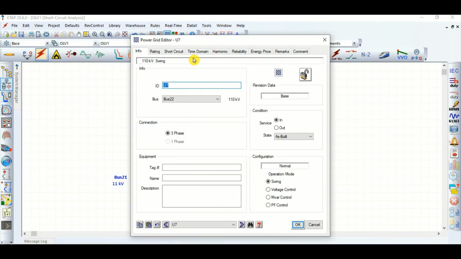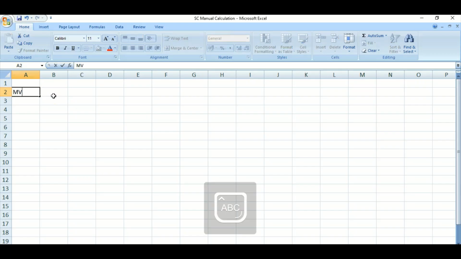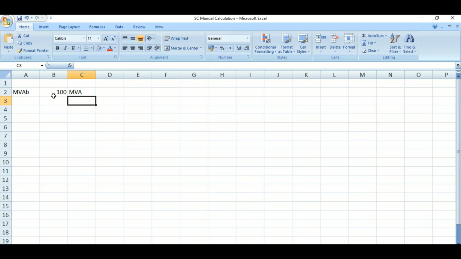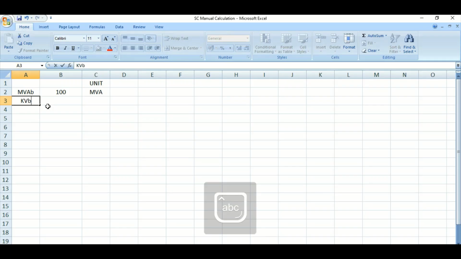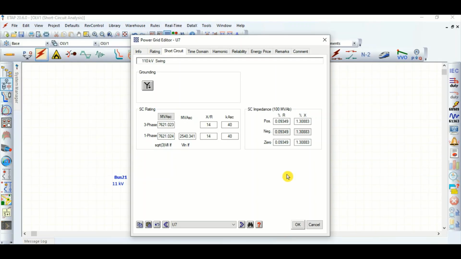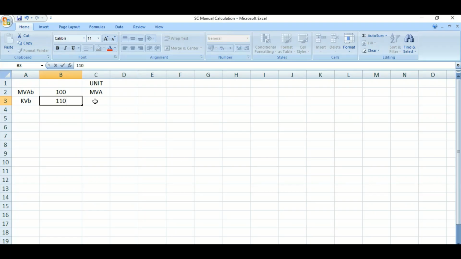So let's check this grid. This is the source grid, and the base MVA, as you can see, is 100 MVA. So we will mention the base MVA as 100 MVA. So this will be the unit. And base kV, what will be the base kV? This is a 110 kV system. Grid side is 110 kV, so we will take the base kV as 110 kV as well.